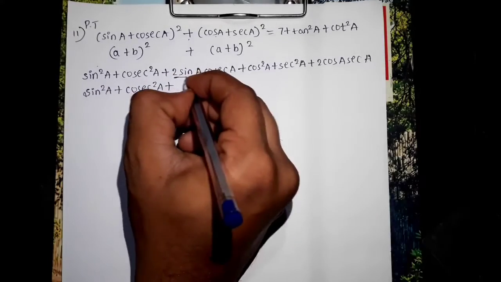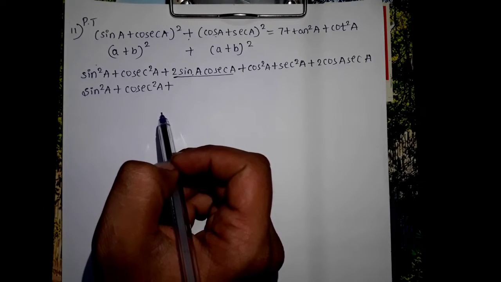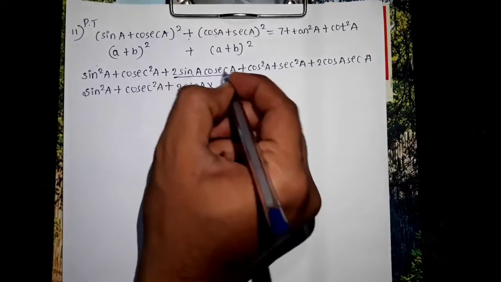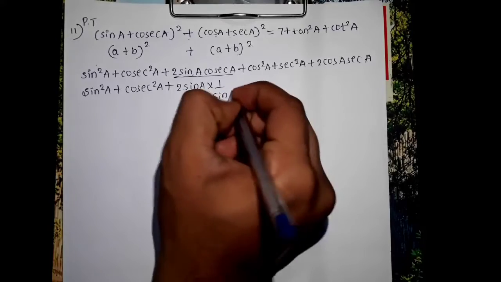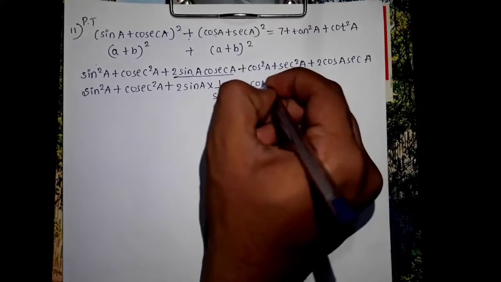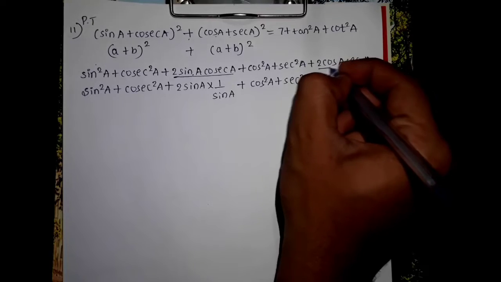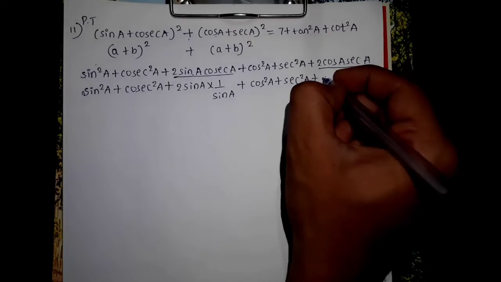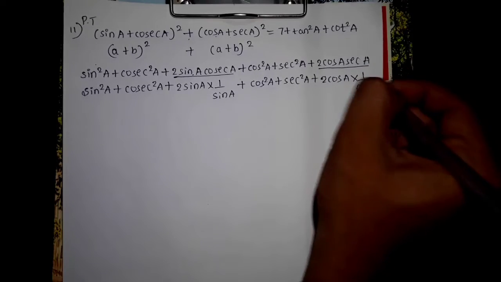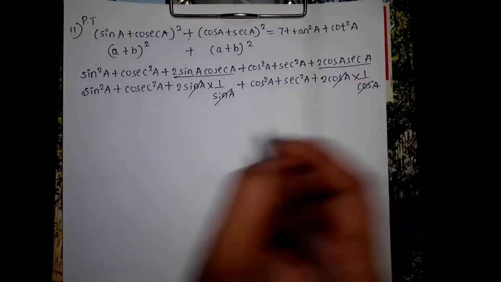Now see this term: sinA and cosecA are reciprocal to each other, so they get cancelled. That is, 2 sinA, and cosecA can be written as 1 by sinA, of course, because sinA and cosecA are reciprocal to each other, plus cos²A + sec²A plus. Here also cosA and secA are reciprocal to each other. Similarly, secA can be written as 1 by cosA. Now sinA and sinA get cancelled. Here cosA and cosA get cancelled.